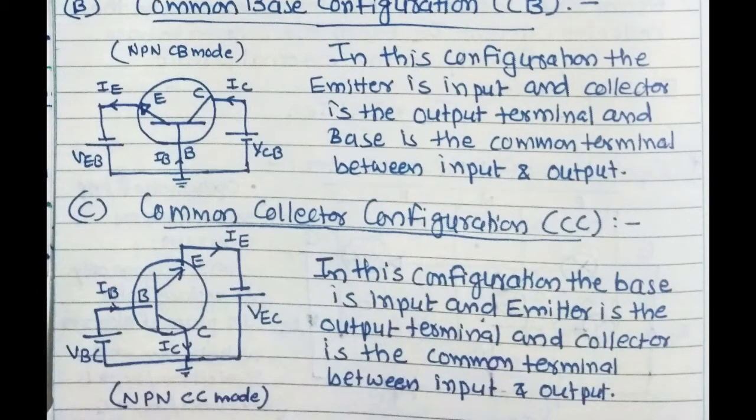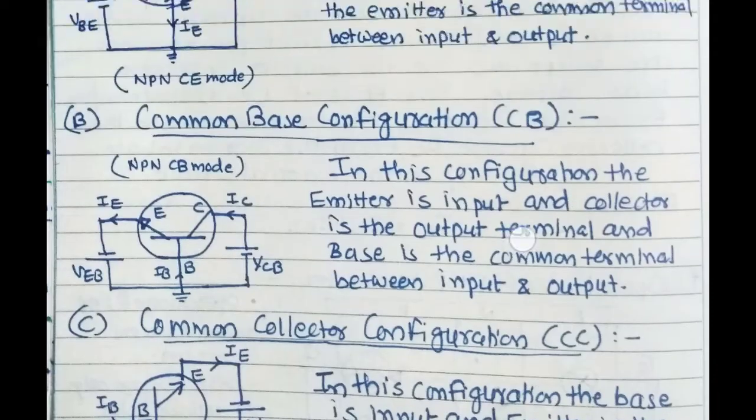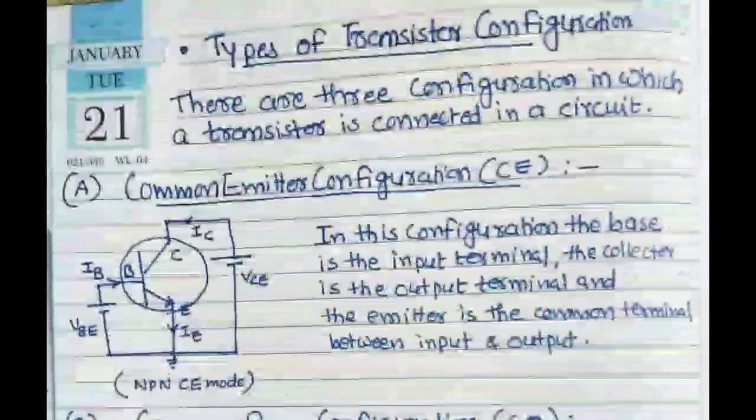And the last one is the common collector configuration, NPN mode, CC mode. In this configuration, the base is the input and the emitter is the output terminal, and the collector is the common terminal between the input and output. So these are the three configurations of transistors.